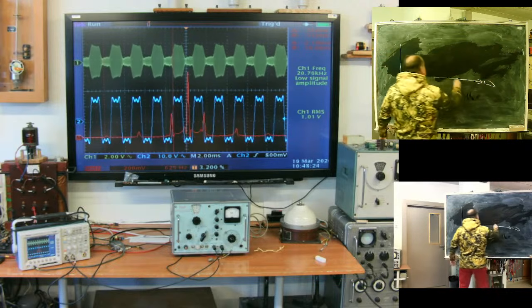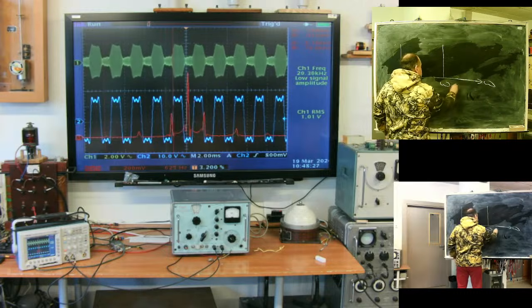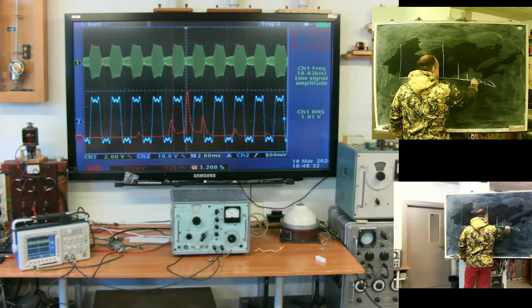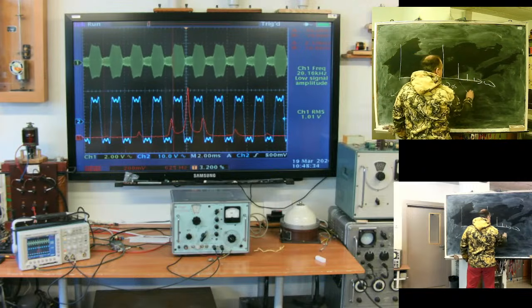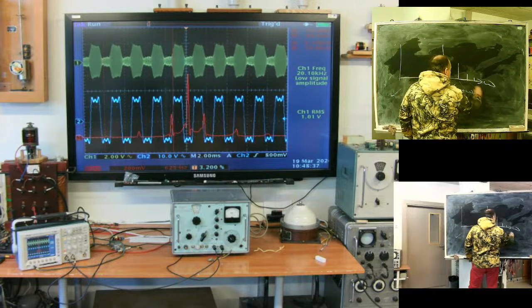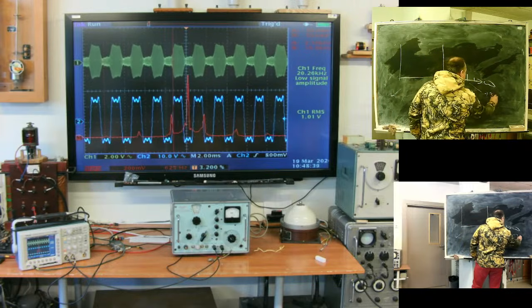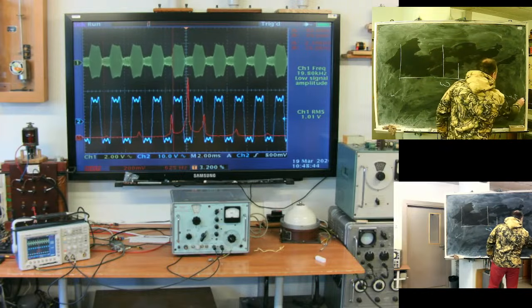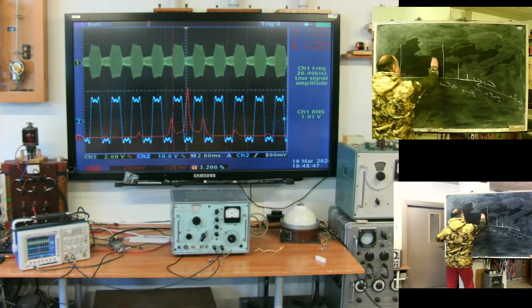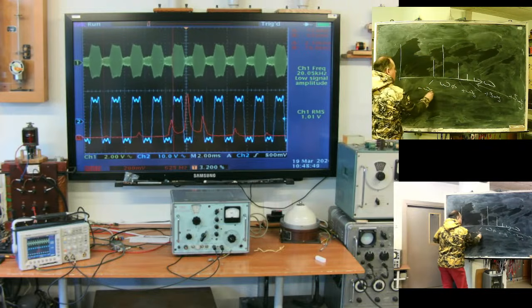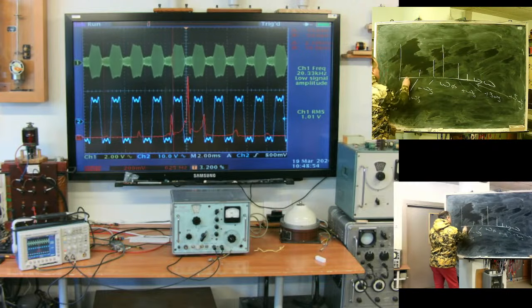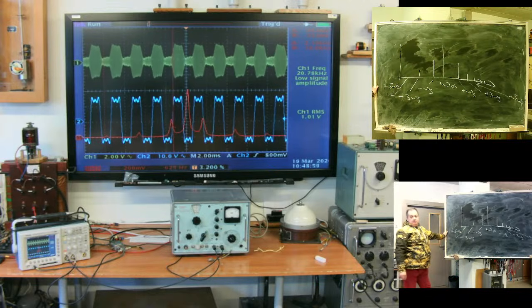On my frequency scale, omega 0, 1, 2, 3, plus omega s, plus triple omega s, plus 5 omega s, minus omega s, minus 3 omega s, minus 5 omega s. That's what we see.